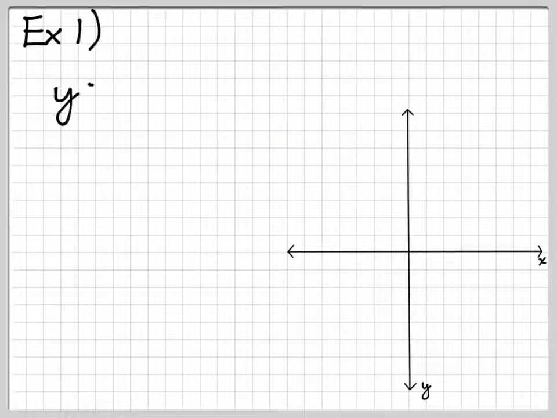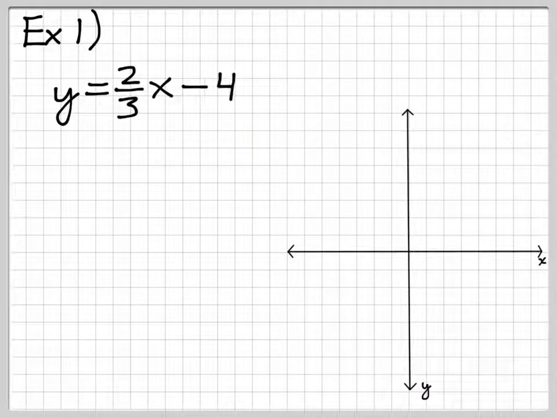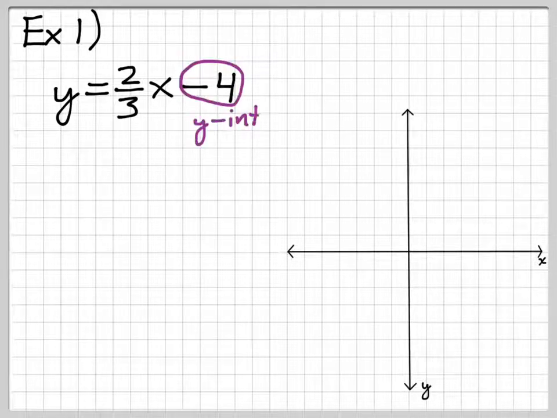Example number one, y = 2/3 x - 4. You're going to need some graph paper for this. You can't eyeball it. You have to be very accurate when you're graphing linear equations. The first thing I always determine is the y-intercept. That is the number without the variable, without the x: -4. I'm going to find that on my graph. From the origin, I go down 1, 2, 3, 4, and I make a dot. So that's my starting point.